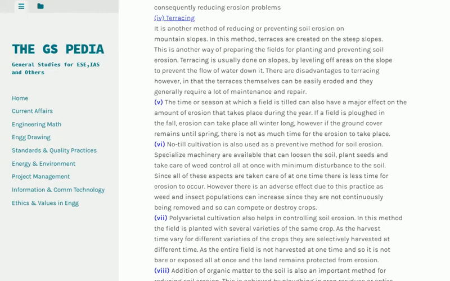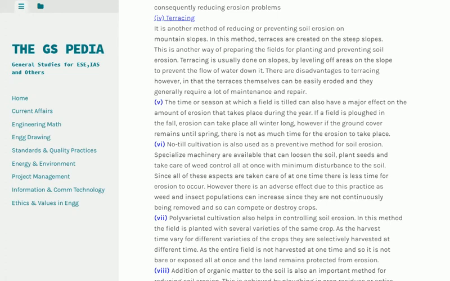6. No-till cultivation is also used as a preventive method for soil erosion. Specialized machinery is available that can loosen the soil, plant seeds and take care of weed control all at once with minimum disturbance to the soil. Since all of these aspects are taken care of at one time, there is less time for erosion to occur. However, there is an adverse effect due to this practice, as weed and insect populations can increase since they are not continuously being removed and so can compete with or destroy crops.